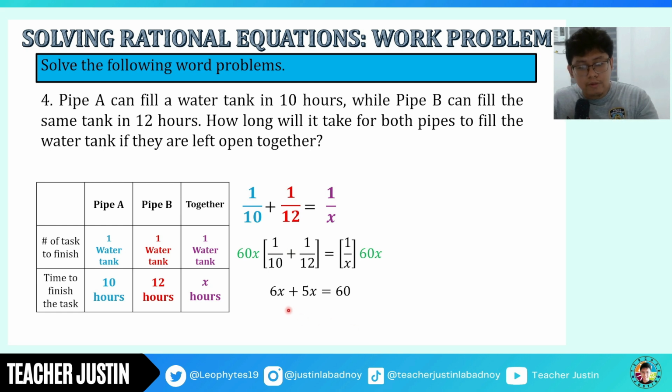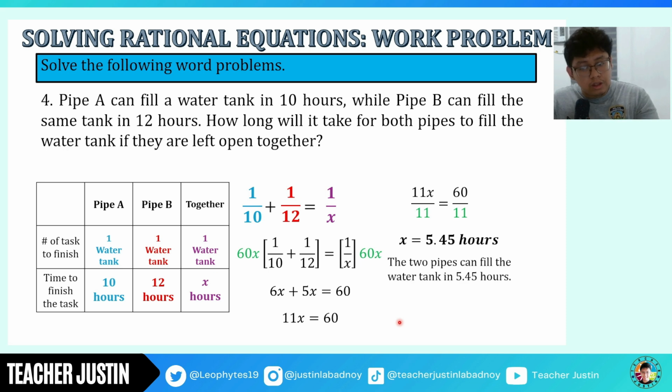We distribute 60x to our terms, and that will give us 6x plus 5x is equal to 60. Now, we observe that 6x and 5x are like terms, so we can combine like terms, giving us 11x is equal to 60. We divide both sides by 11. So 60 divided by 11 will give us 5.45 hours. So, to conclude, the two pipes can fill the water tank in 5.45 hours.